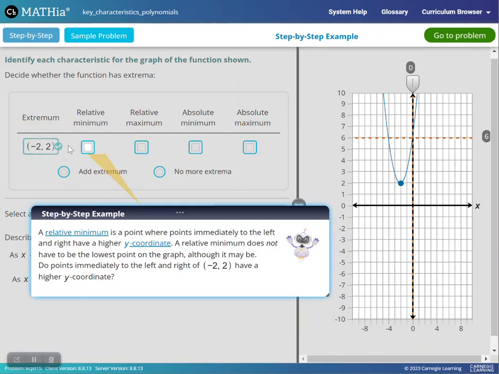So a relative minimum is kind of the bottom of the valley, but it's not the lowest point on the entire graph. So this is the lowest point. This is not a relative minimum. Their definition, and don't forget you can click these vocabulary words here: a relative minimum is a point where points immediately to the left and right have a higher y-coordinate. A relative minimum does not have to be the lowest point on the entire graph, although it may be. So do points immediately to the left or right have a higher coordinate? Yeah. But it is an absolute minimum.